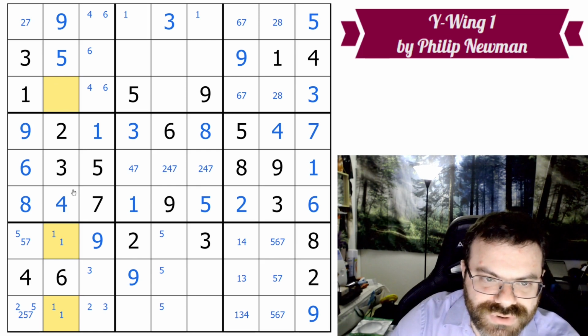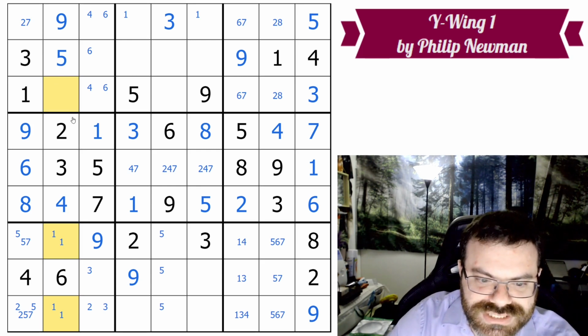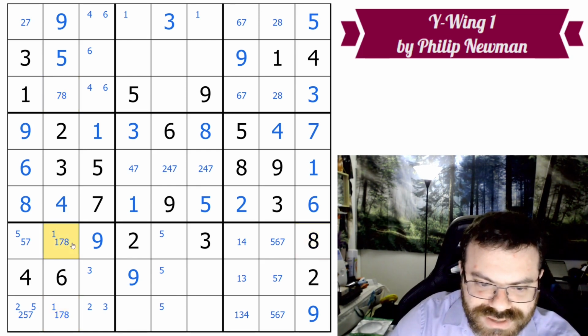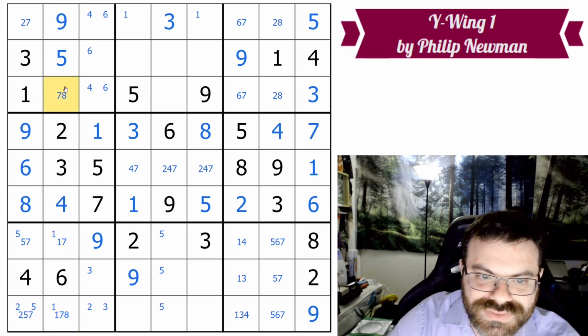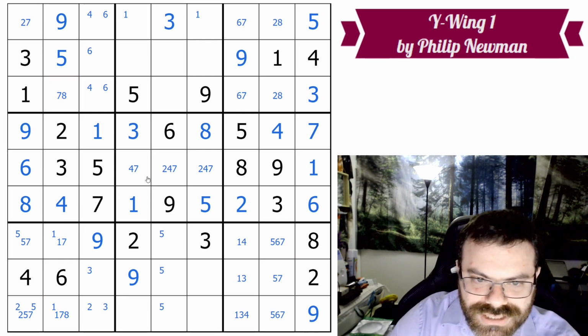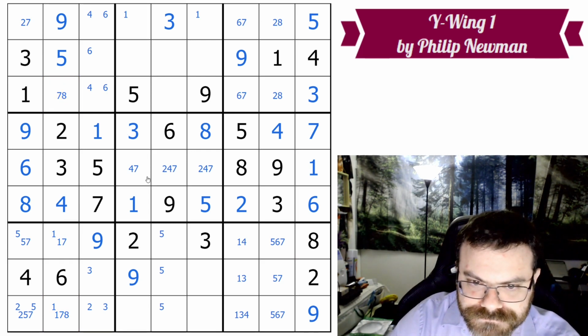We have 2, 3, 4, 5, 6. So we need 7 and 8. It's unsurprising, but this one can't be 8. So we did find a 1, 7 by-value cell. This can be 1, 7, 8, and then this can be 7 or 8. So that's another by-value. That's very nice.